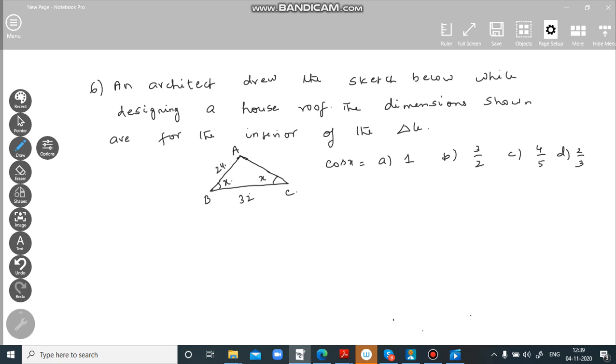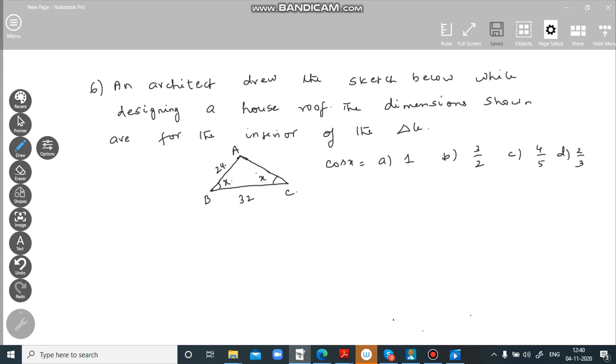The next problem of module 1 is question number 6. An architect drew the sketch below while designing a house roof. The dimensions shown are for the interior of the triangle. We are given a triangle ABC, which is the pattern of the roof. AB is equal to 24 and BC equal to 32.